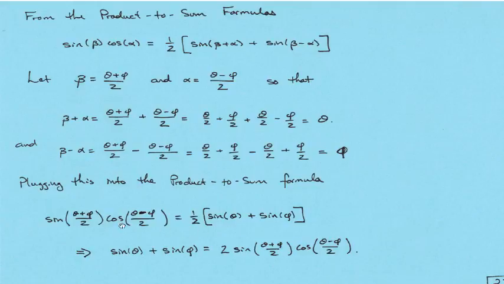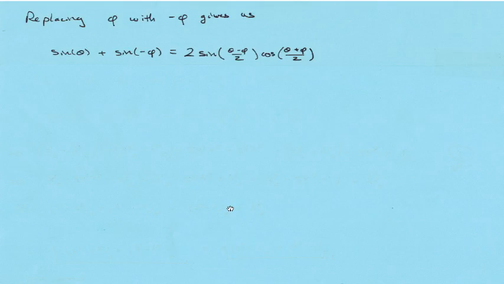Or if we move the 2 over to the other side, then we have sine of theta plus sine of phi is equal to 2 times the sine of (theta plus phi)/2 cosine of (theta minus phi)/2. So now we're assuming that we're starting with the sum of two trigonometric functions, and that becomes the product.